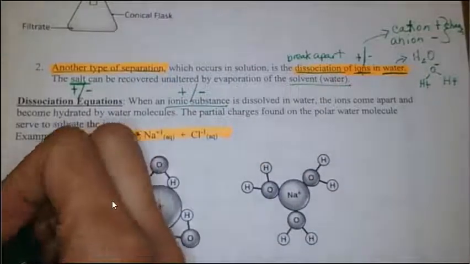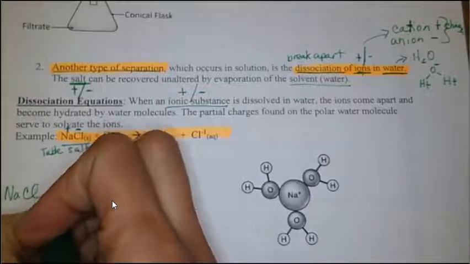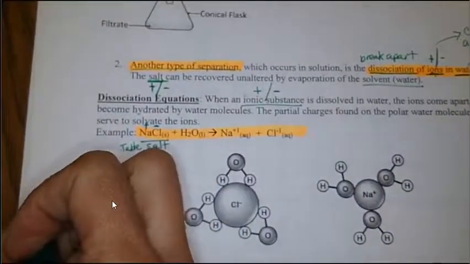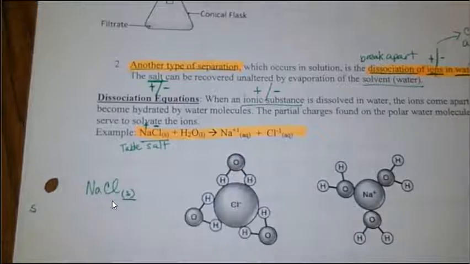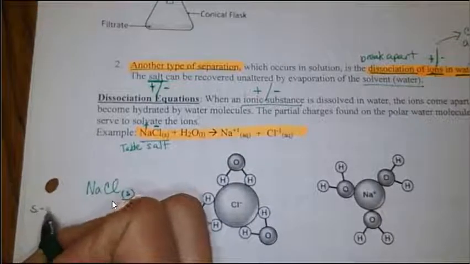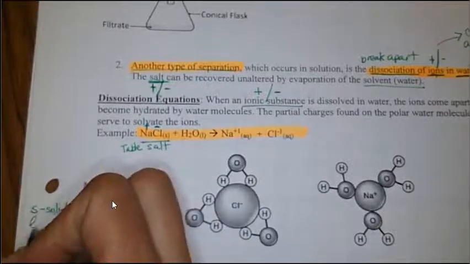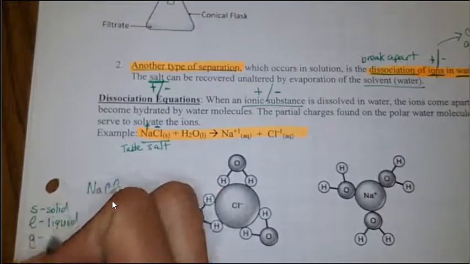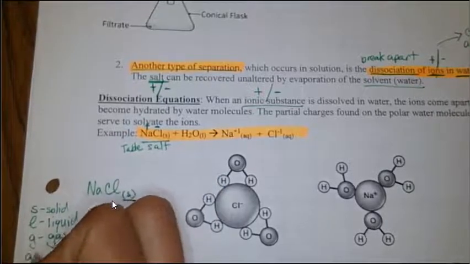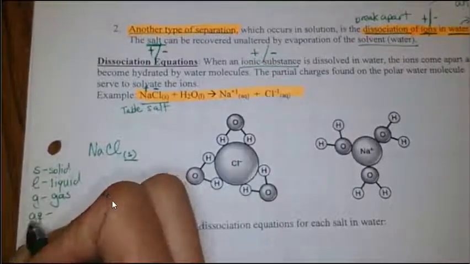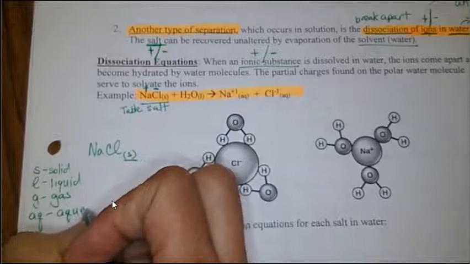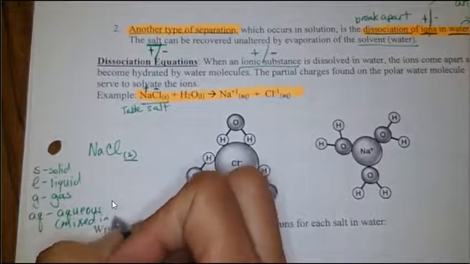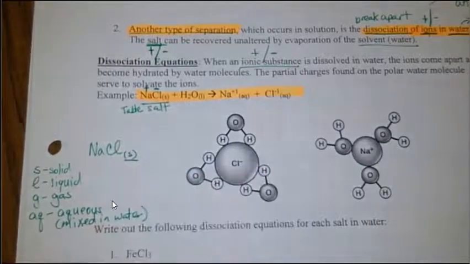And what happens is that your table salt that you have at home is a solid. Okay? And keep in mind the state of matter is always written as a subscript. S stands for solid, L stands for liquid, G stands for gas, and then we have something new called aqueous. AQ stands for aqueous. The word aqueous means mixed in water. Okay, that's what it means.